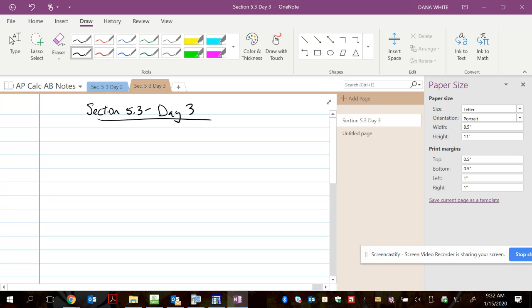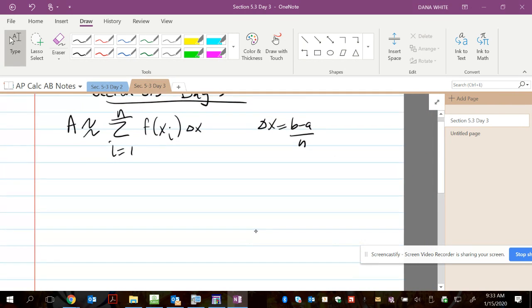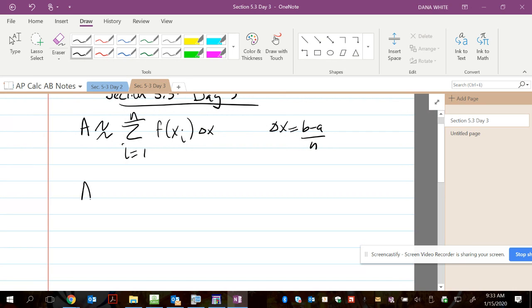All right, from yesterday, we got to that area is approximately the summation, and so we haven't done I yet. Let's do I. I equals 1 to n of f of x sub I delta x. Remember, we did Riemann sums originally. And we said delta x equals b minus a over n. That gives me my interval. That doesn't have an interval in it, but the delta x has the interval in it. Yes? We did that.